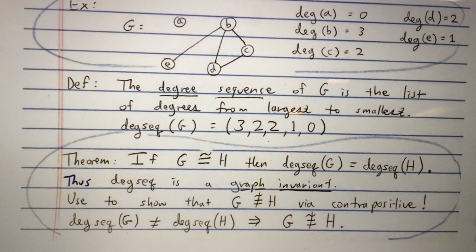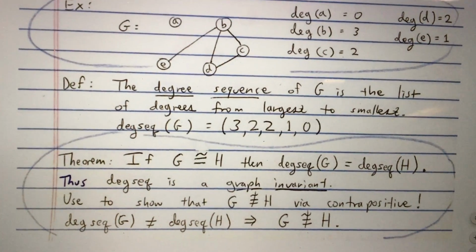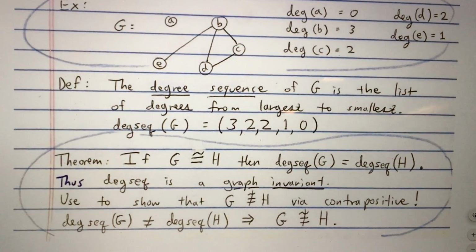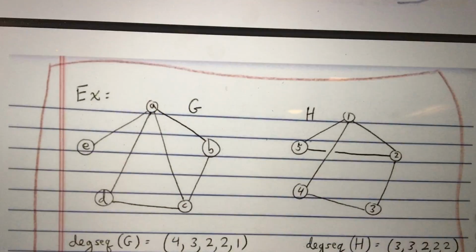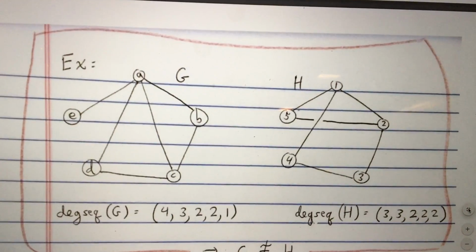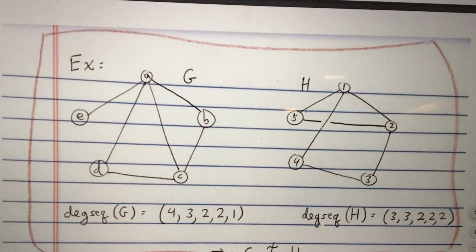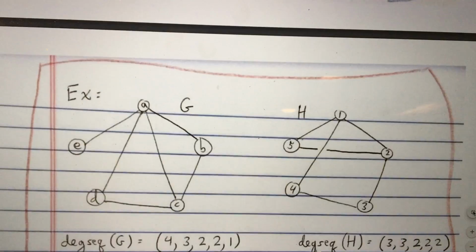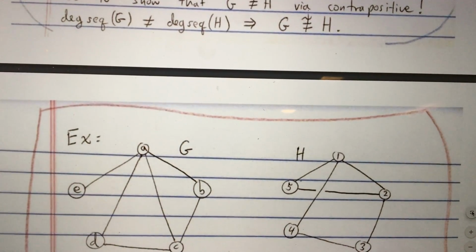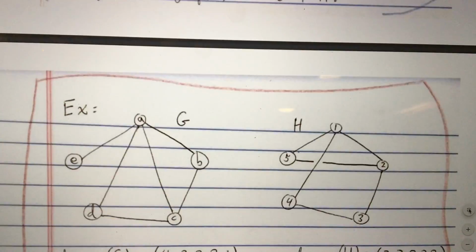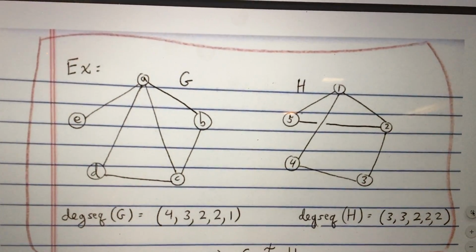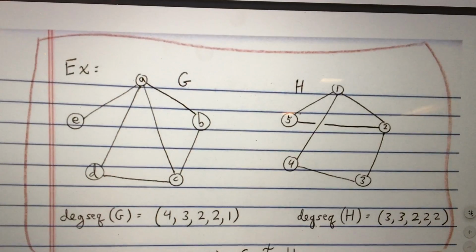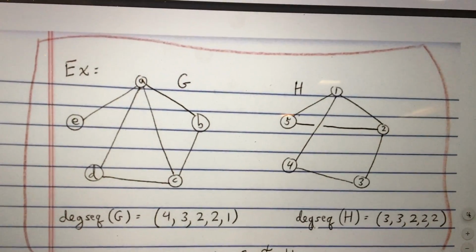The contrapositive is always logically equivalent to the original conditional. So let's see an example of that. Here's G and H. You should cover up the bottom of it and see if you can get the degree sequence on your own. But I went ahead and wrote them down. They're not too hard to find. Just have to carefully count and make sure you don't overcount or undercount any of the vertices.